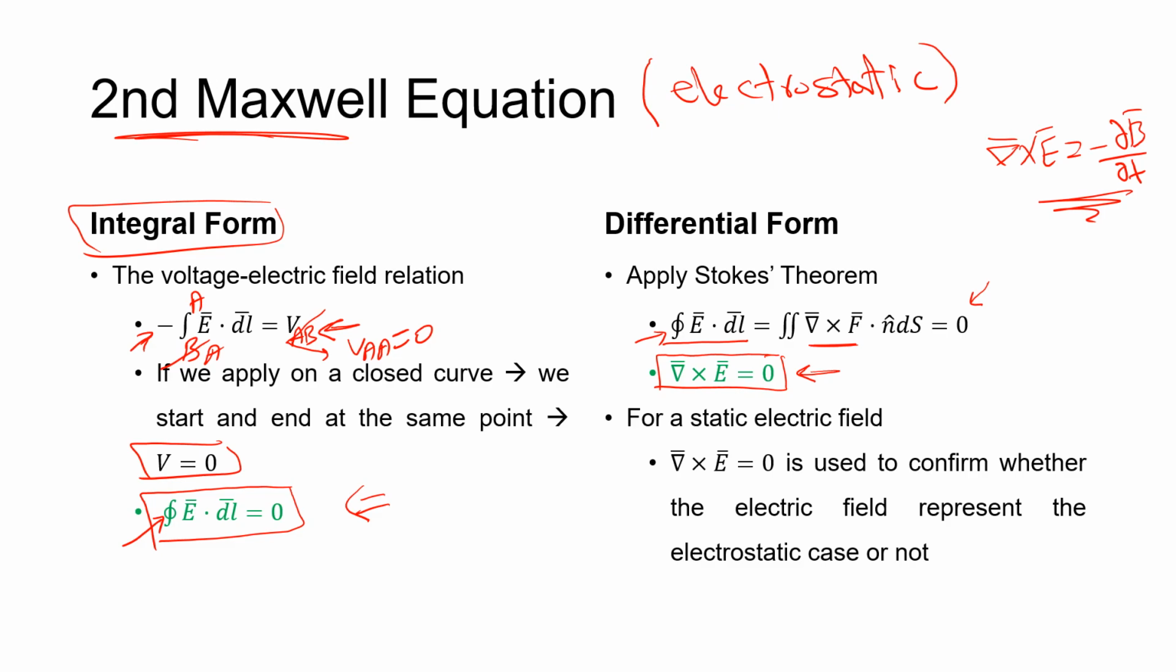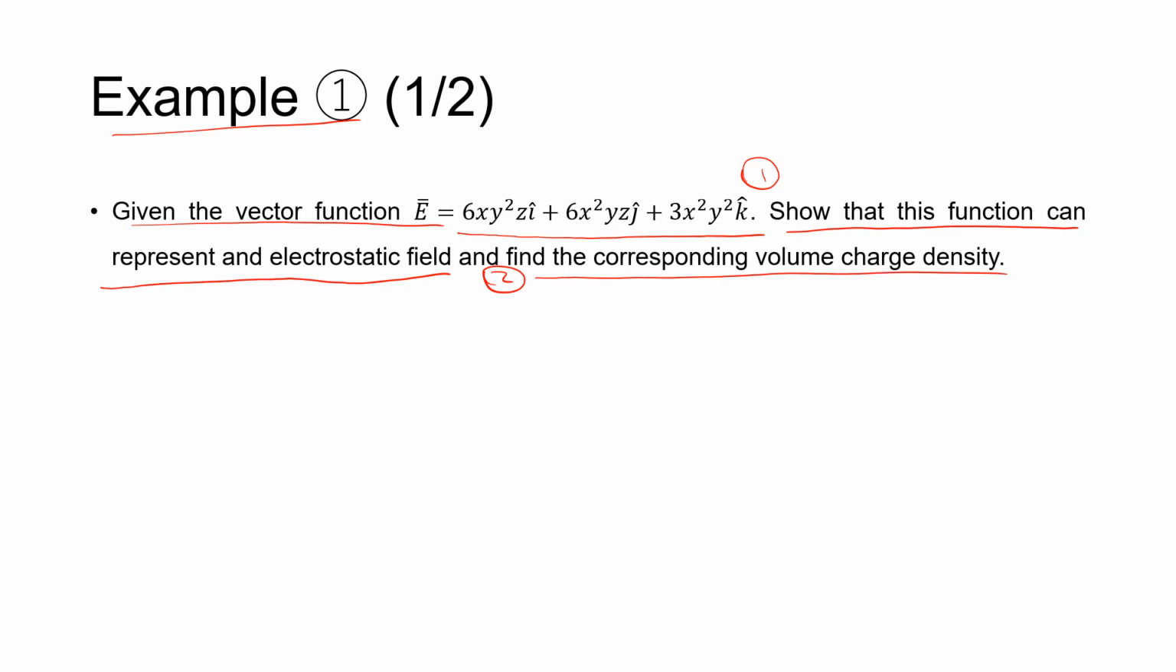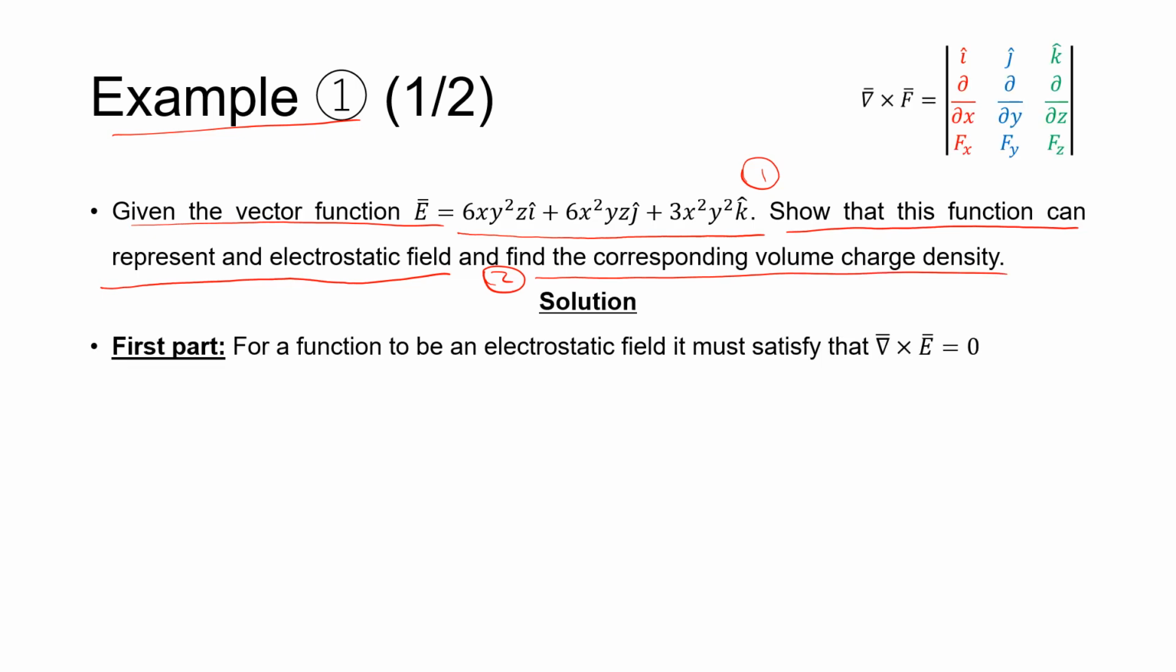One last note: for an electrostatic field, if you are given a field and asked whether it is an electrostatic field or not, you can use the curl relation, and if at the end you get curl E equal to 0, then this proves that it is an electrostatic field. Let's conclude with one example. We are given a vector E like this, and we have two things to do. First, show that this function can represent an electrostatic field, and second, find the corresponding volume charge density.